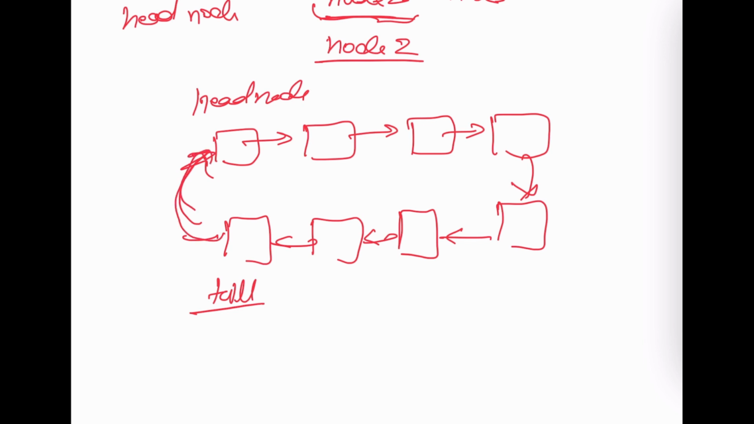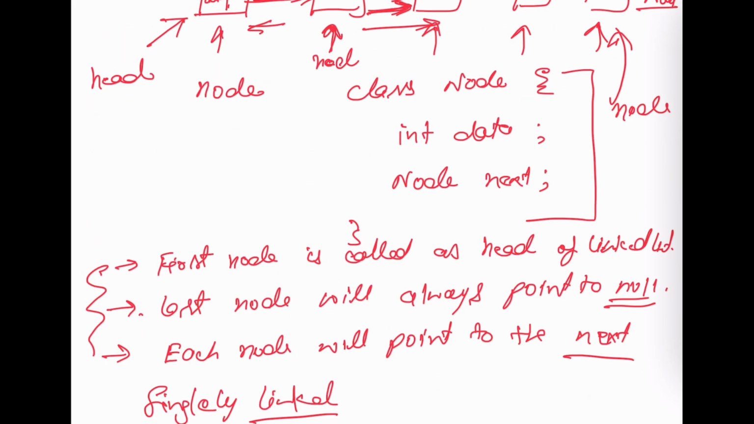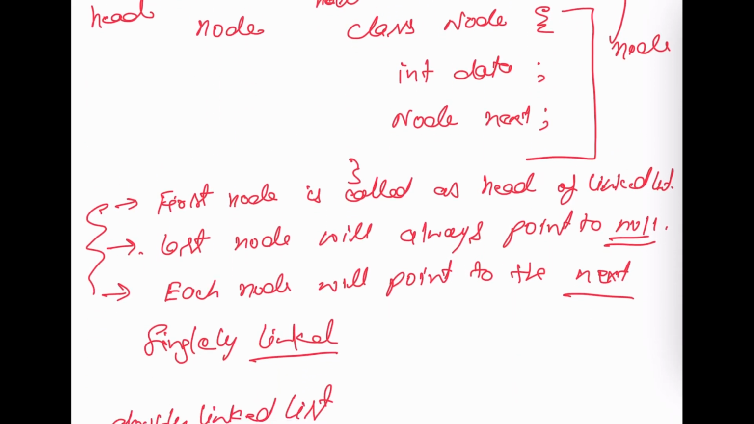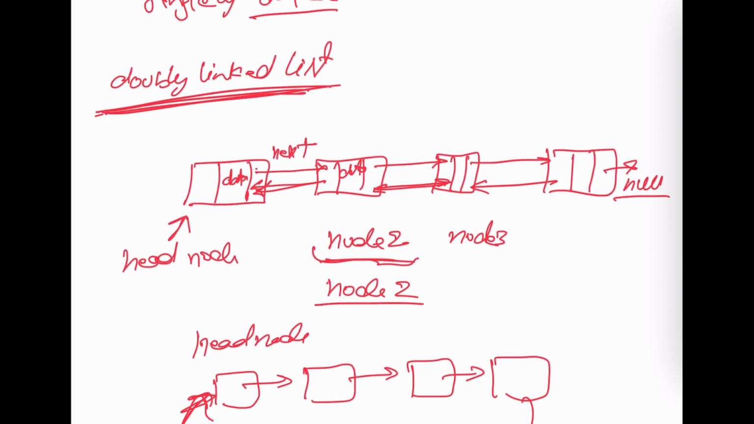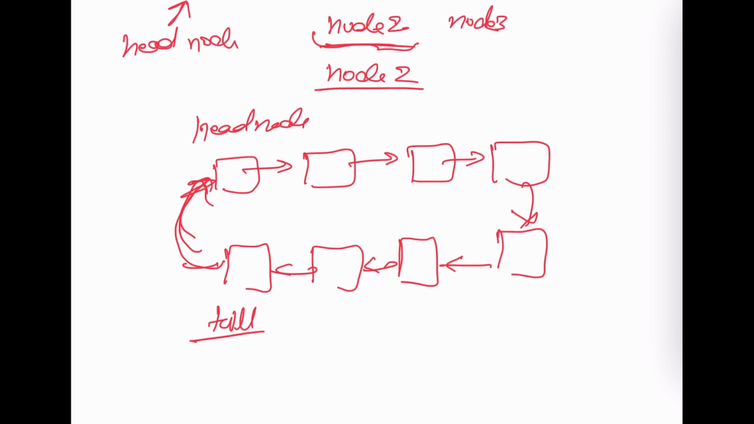So there are three different kinds of linked lists which are generally used in programming languages. I will try to cover different programs on this linked list in the following series. So in this video, I have just given an intro on what is a linked list.